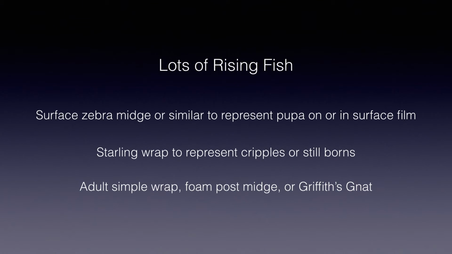What fly patterns do I choose to start with? If there are lots of rising fish, I'll usually start with a combination of the patterns listed. I would expect to catch most of my fish on the subsurface or surface pupa or the starling wrap. Likely I would use one of these as a dropper off the adult simple wrap, a foam post midge, or rarely a Griffith's gnat, any of which would also serve as my indicator fly. If the fish clearly show a preference, I'll switch to a single fly because I do enjoy fishing a single fly most of the time.